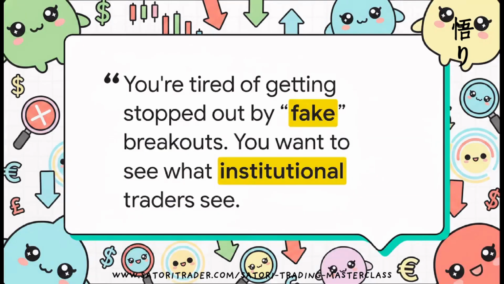So let's start with a feeling that I'm pretty sure almost every trader knows. You see the perfect setup, you jump into the trade, and then boom, the price reverses just enough to hit your stop loss right before it takes off in the exact direction you predicted. It is so frustrating, and it makes you feel like you're constantly a step behind the big money. Well, this is the exact problem that order flow is designed to fix.